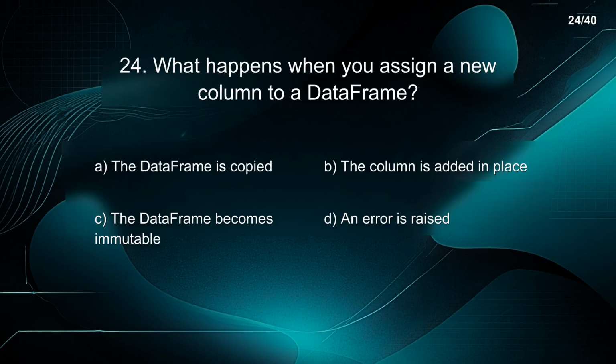24th question. What happens when you assign a new column to a data frame? A. The data frame is copied. B. The column is added in place. C. The data frame becomes immutable. D. An error is raised. Correct answer is B. The column is added in place.